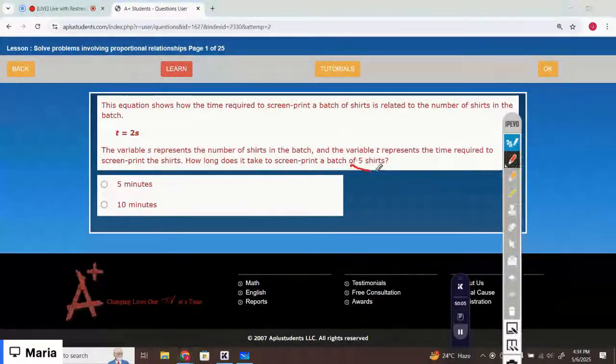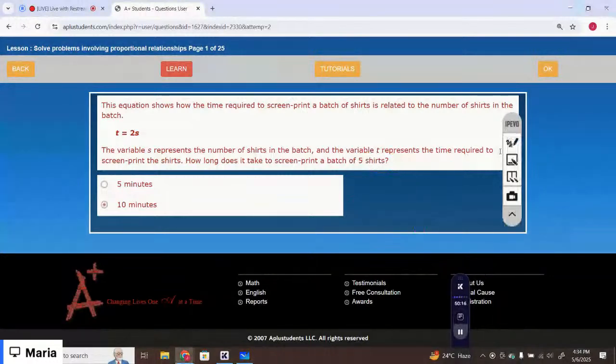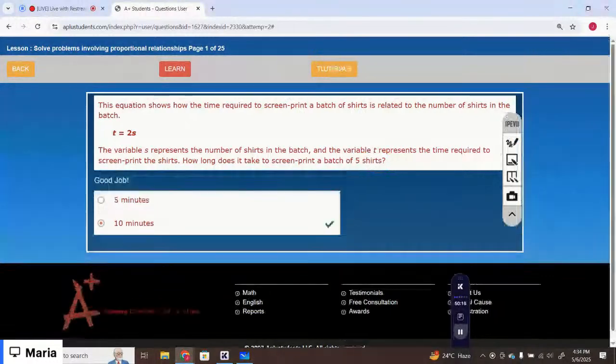So you are given 5 shirts, right? S is 5. T equals 2 times 5. 2 times 5 is 10. So option number 2 is the correct option. That is 10 minutes.